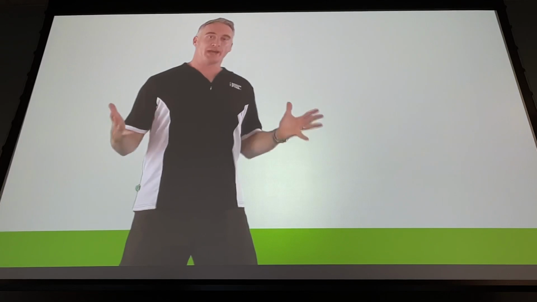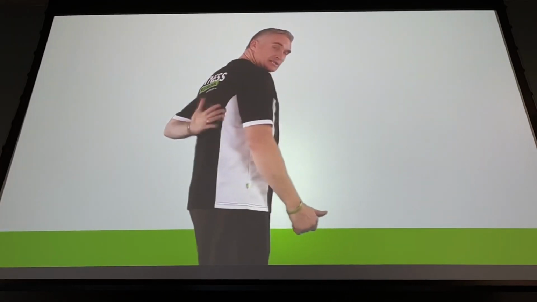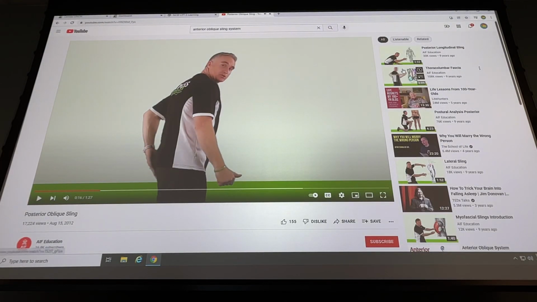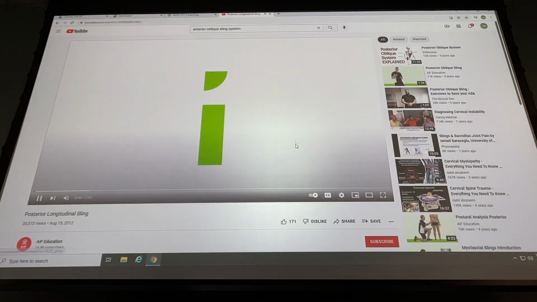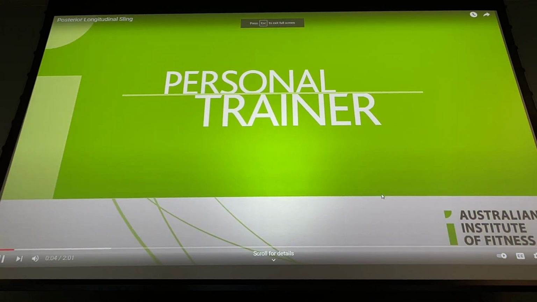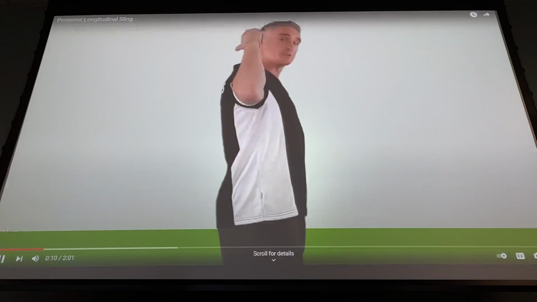So if I was loading up my oblique posterior sling, how do I load up my latissimus dorsi on the right side? He doesn't go over it. He goes over something a little bit different. Let's look at another sling system. This sling system is oriented posteriorly.